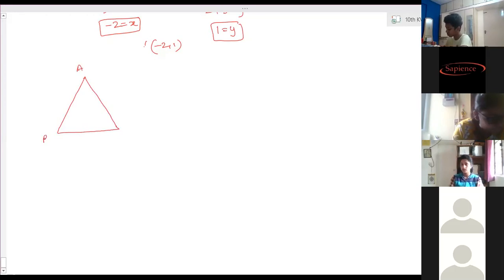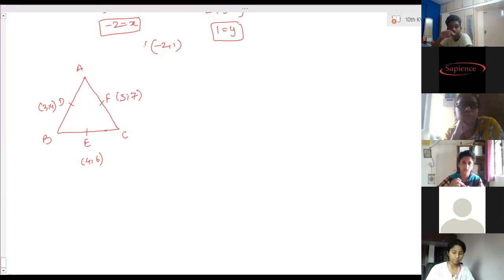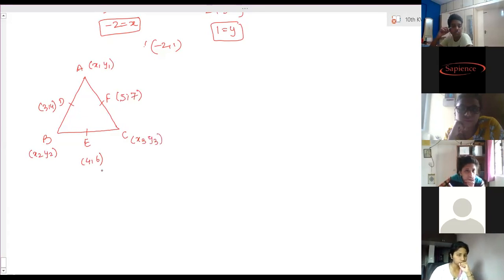This is triangle ABC. See this question very carefully. The coordinates of the midpoints are given. D, E, F are the midpoints. D is (3, 4), E is (4, 6), and F is (5, 7). These are the coordinates given. Now A is (x1, y1), B is (x2, y2), and consider C as (x3, y3).